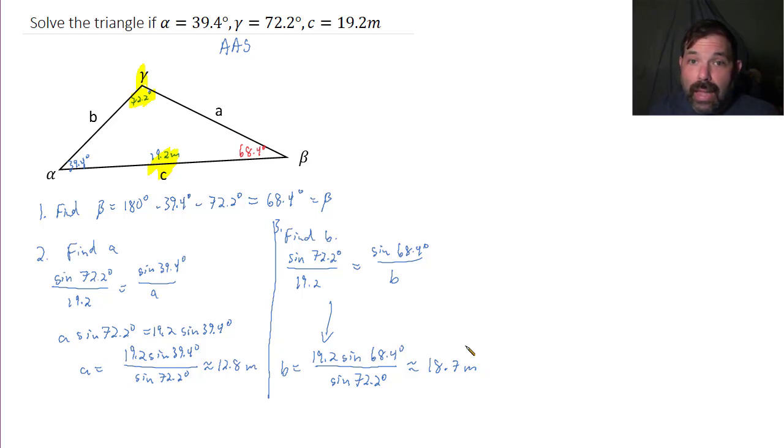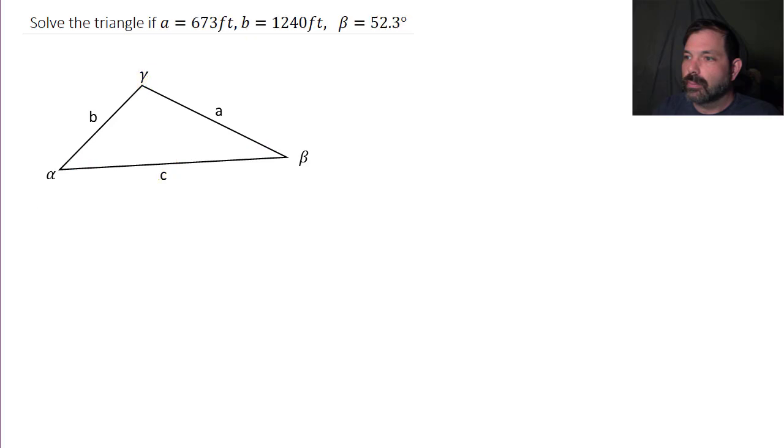So the angle-side-angle and the angle-angle-side situations are basically the same. And they're the simplest situation, really, that we need to solve. The next situation, the side-side-angle, that's the one that tends to cause some issues. So let's take a look at an example. All right, let's go right into it.